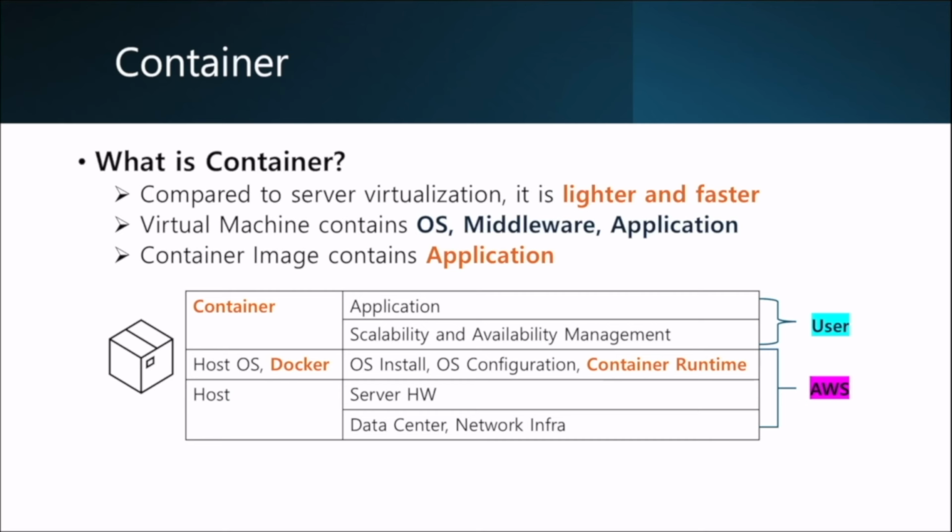In a container, for the user, it is comprised of the application, as well as scalability and availability management. As for AWS, it is comprised of host OS, Docker. Within this, there is OS install, OS configuration, and container runtime. Below this, for host, there is server HW, as well as data center and network infrastructure.